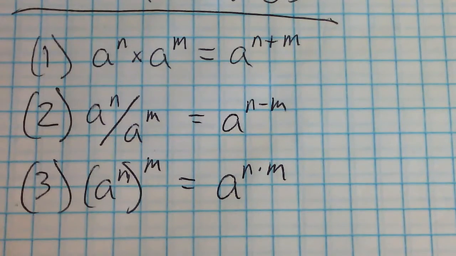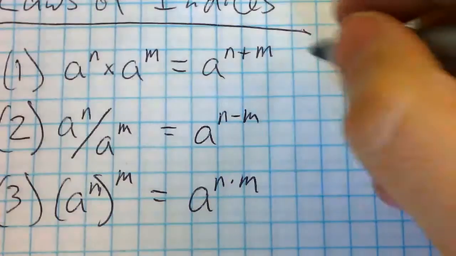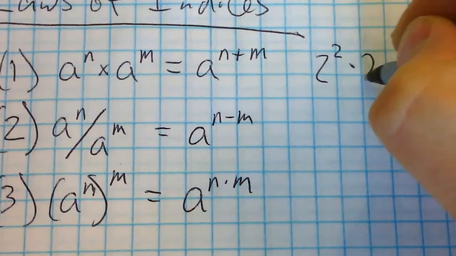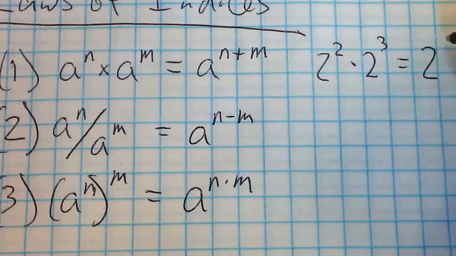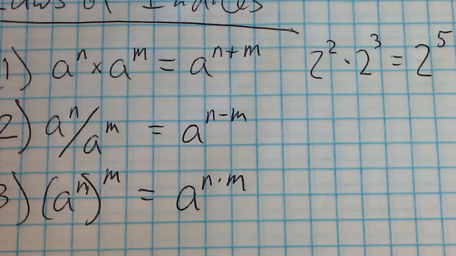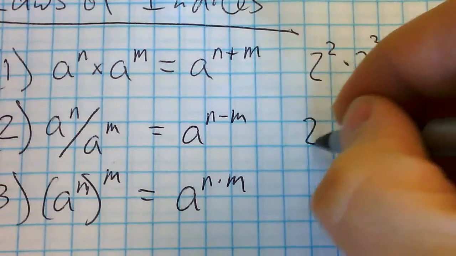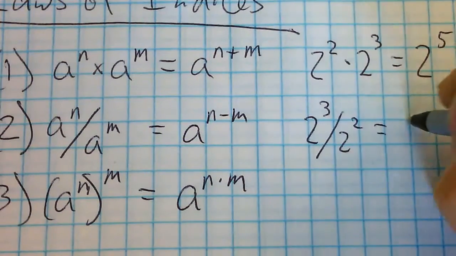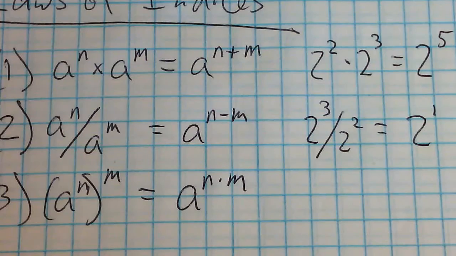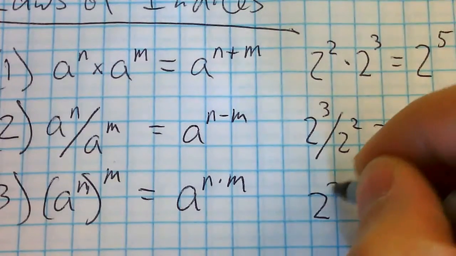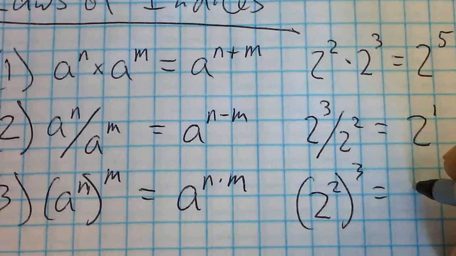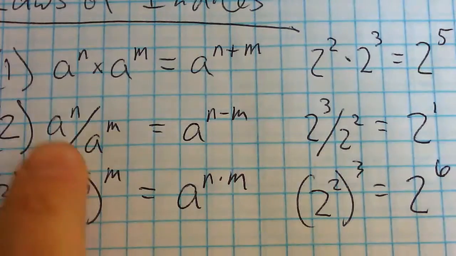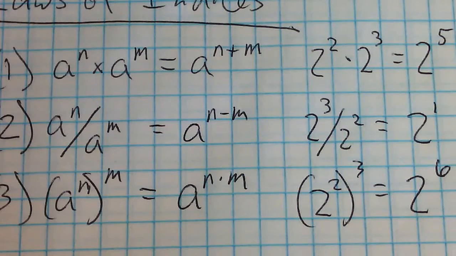Let me just show you a couple of examples. So if I have 2 squared times 2 to the third, that will equal 2 to the fifth. If I have 2 to the third divided by 2 squared, that equals 2 to the 1 power. And if I have 2 squared to the third power, then that's going to equal 2 to the 6th. Okay, now the base always has to be the same for you to be able to add exponents together.